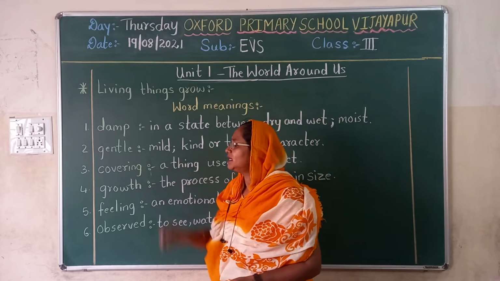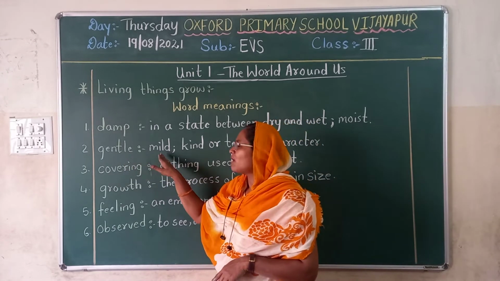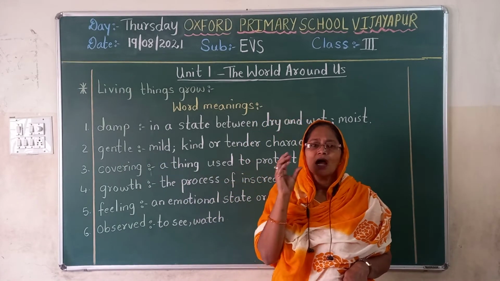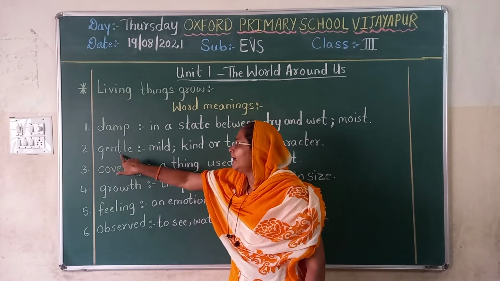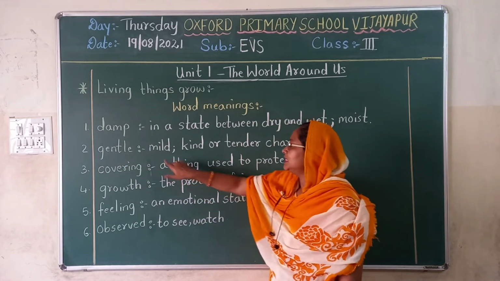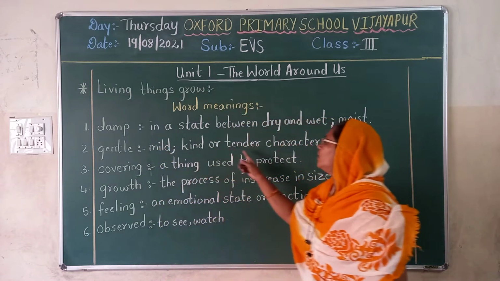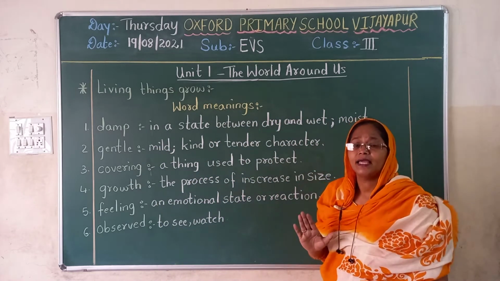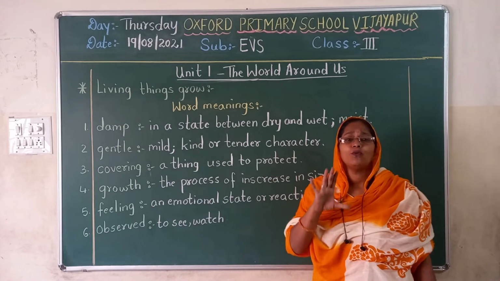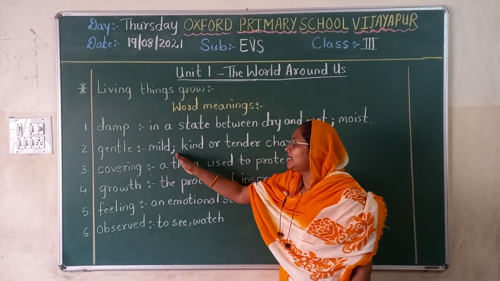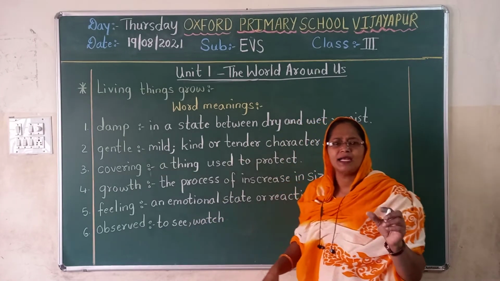The second one is gentle. See children, these words are related to English also. Gentle means mild. If you take cotton, how is it? It is mild. It is very soft. So, G-E-N-T-L-E, gentle. The meaning is M-I-L-D, mild. This is one meaning. Here I put a full stop and a comma. Kind or tender character. K-I-N-D, kind, or T-E-N-D-E-R, tender. Tender means very soft. Here, only mild. According to our lesson, it is mild. Cotton is mild, very soft.